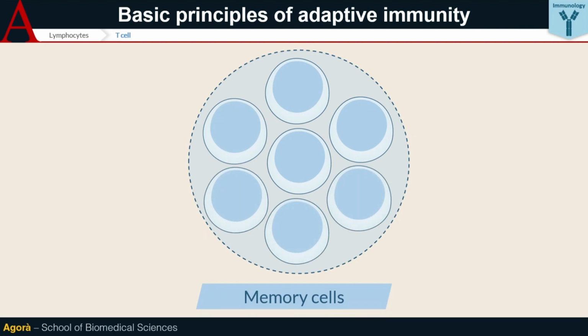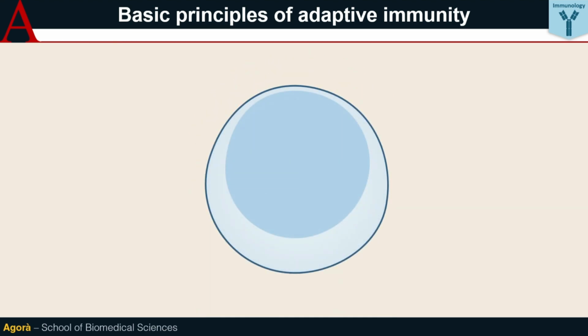A common function of both B lymphocytes and T lymphocytes is the generation of memory cells, which can remain in the body for a long time and reactivate when they encounter the same pathogen again.